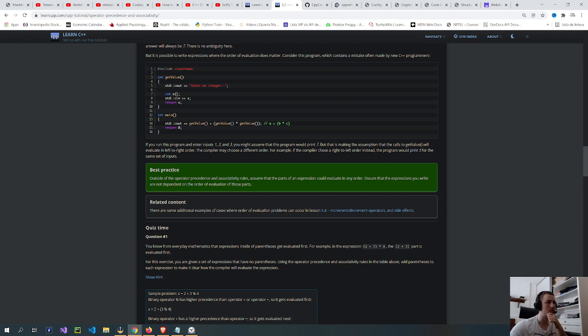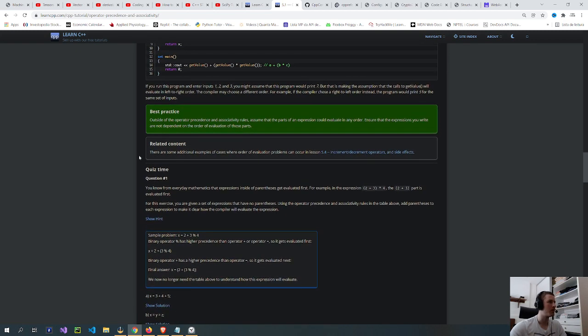Would it though? The compiler chose a right to left order instead. So 1 plus 2... No, but I don't understand. Right to left. Oh yeah, 1 times 2 plus, yeah.